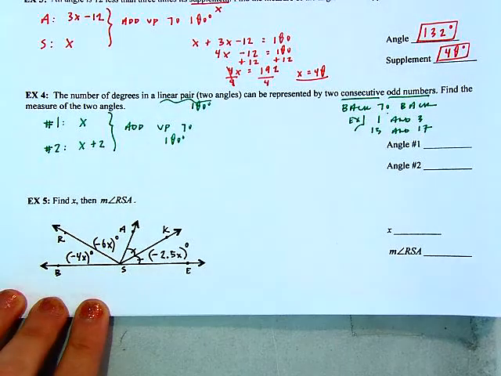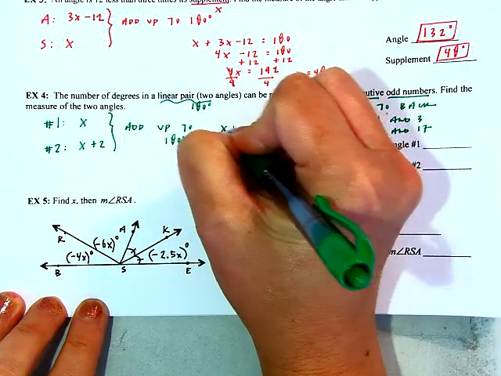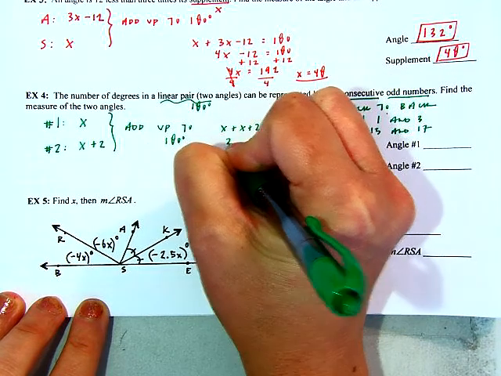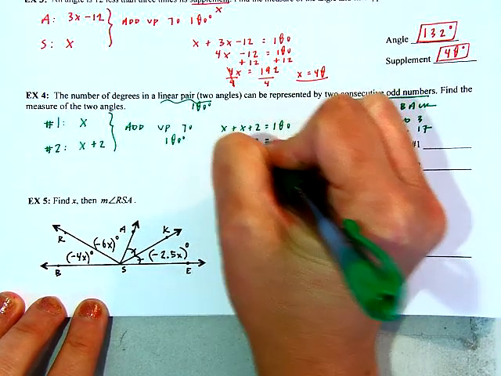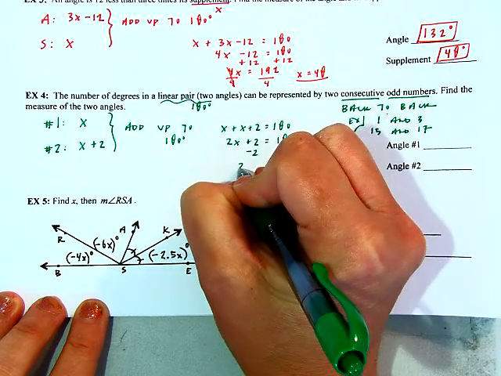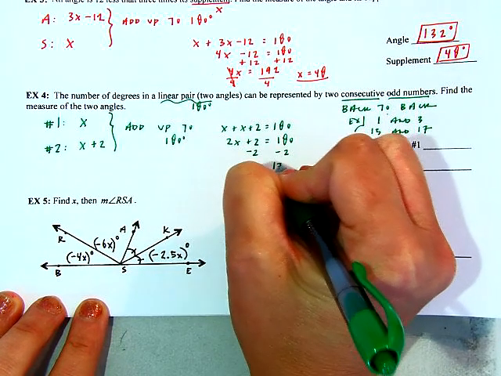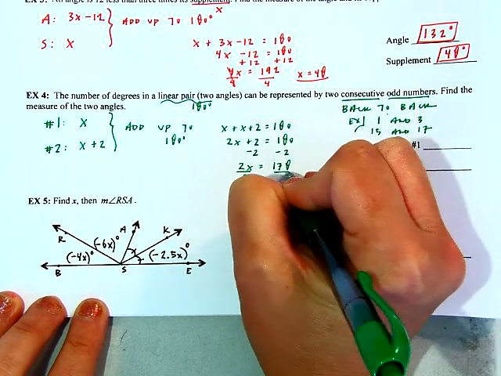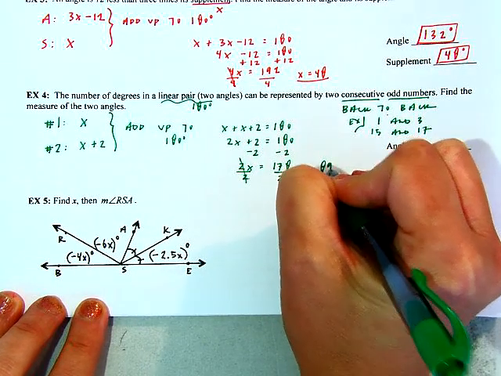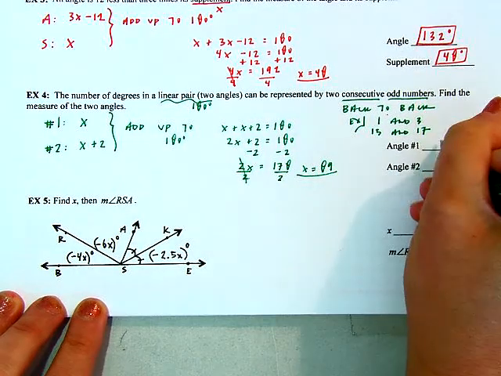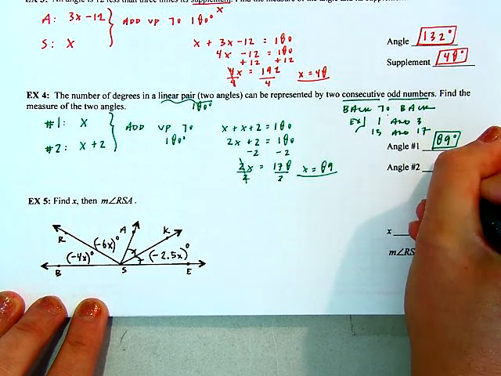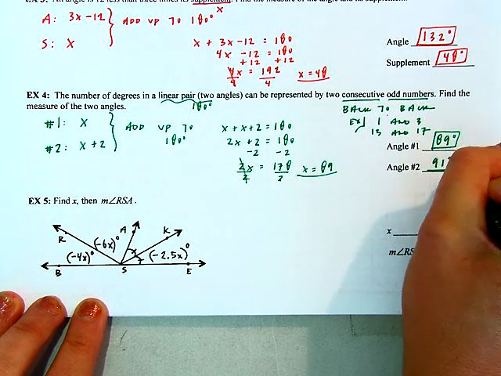Now I can build my equation. I know that x plus x plus 2 equals 180. So 2x plus 2 equals 180. Take away that 2, 2x equals 178. Divide by 2, and I get 89. So one angle would be 89 degrees. The other one would be 2 more than that, so 91 degrees.